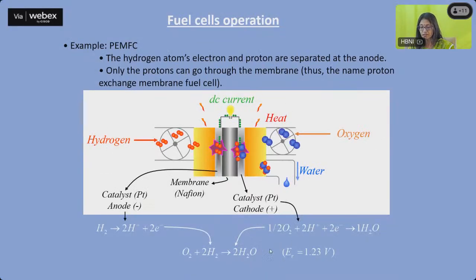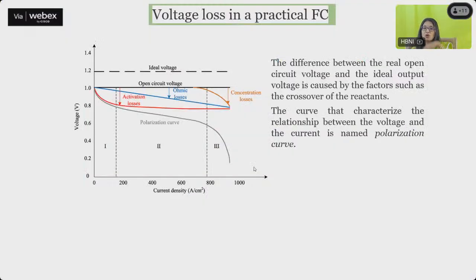And this particular potential at which this reaction should happen is around 1.23 volts. But definitely there is an overpotential which is always there. So the ideal voltage is 1.23, but whenever you are using a fuel cell, the open circuit voltage you will get is less than what it should actually supply. And the difference between this real open circuit voltage and the ideal output voltage is caused by factors such as crossover of the reactants. So the curve that characterizes the relationship between the voltage and the current, and this is the plot what you get, is known as the polarization curve.